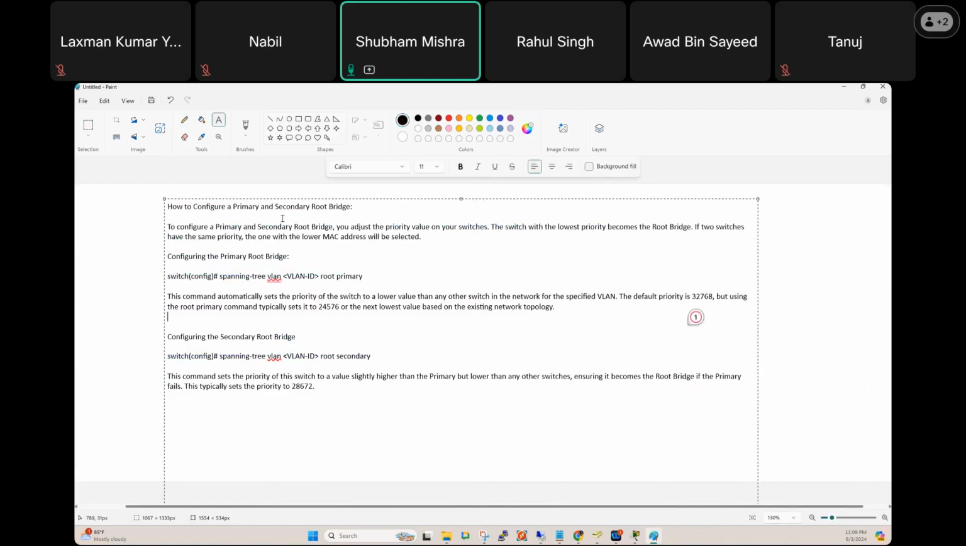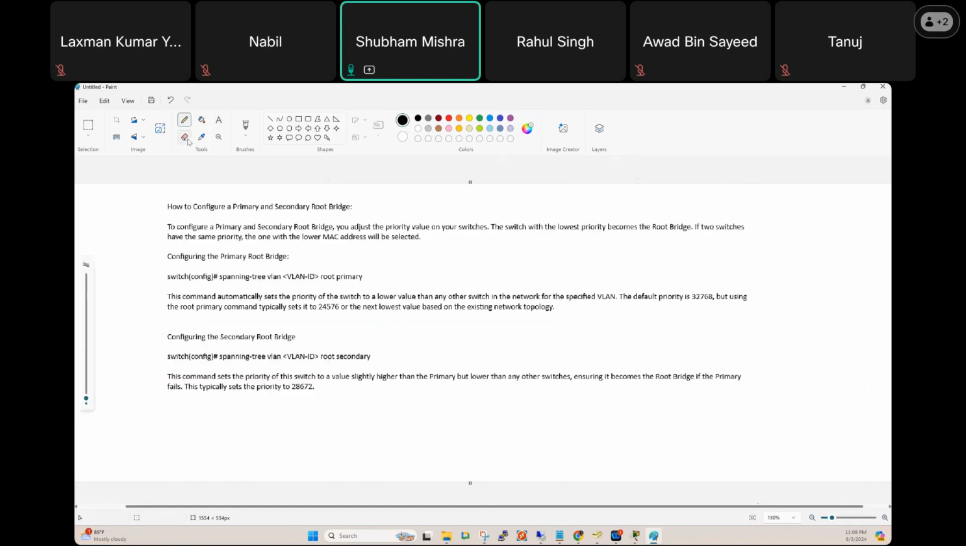How to configure a primary and secondary root bridge? To configure a primary and secondary root bridge, you adjust the priority value on your switch. Basically, any switch can become the root bridge. Root bridge selection is on the basis of bridge ID, and bridge ID is made up of two things: MAC address plus priority.